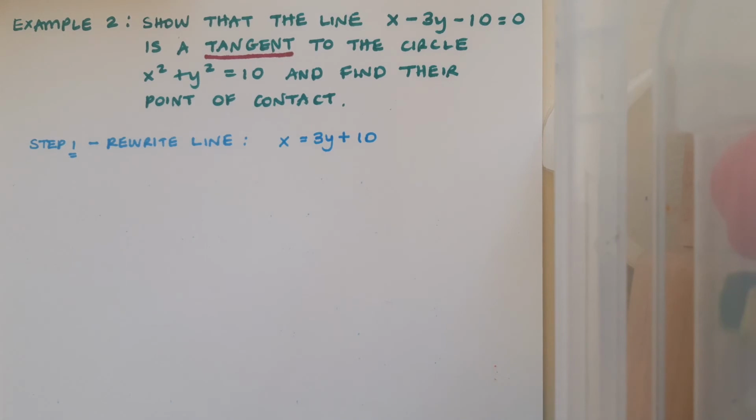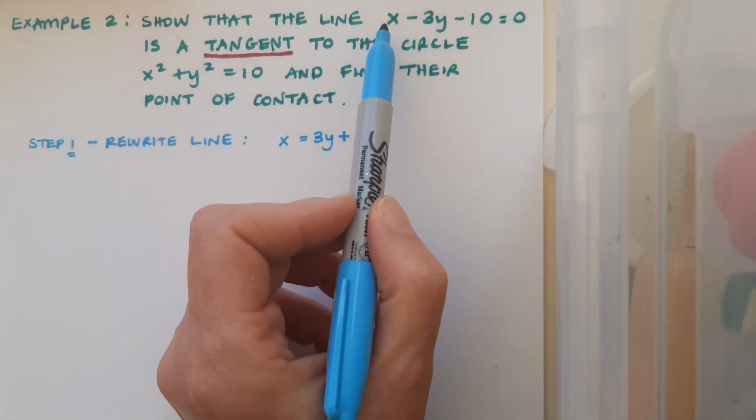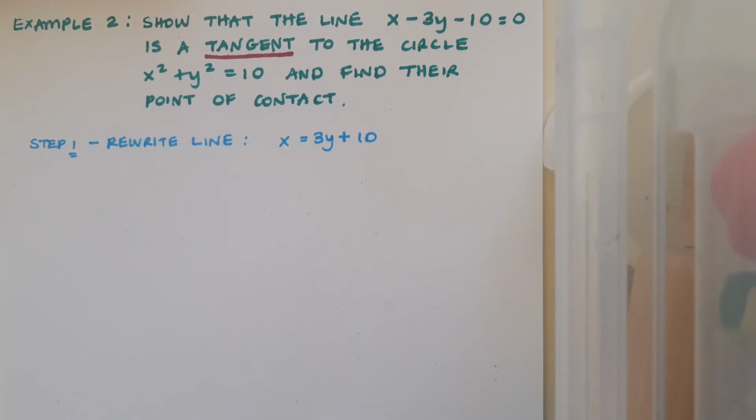Okay, so I'm rewriting my line, and I'm going to get the x by itself. And you can see here that the x is the sensible choice for getting by itself in this question because there's no coefficient in front of that x. Or it's a coefficient of 1 if you want to think of it that way. So I simply have to move the 3y and the 10 across, and that's it, then x is by itself.